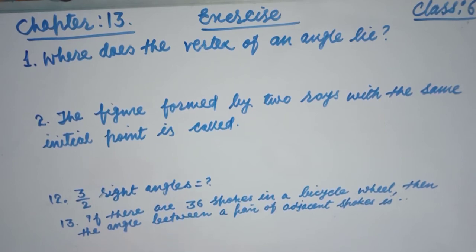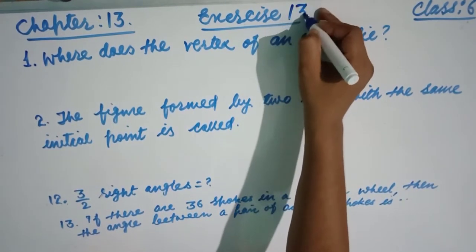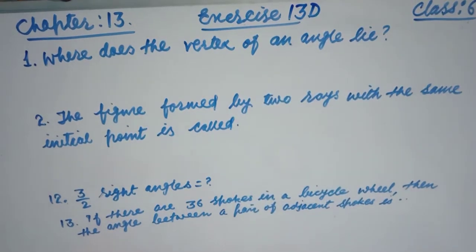Friends, this is mathematics lecture. In this video session we will discuss some questions of exercise 13D. This is class 6, chapter number 13, and the chapter name is angles and their measurement. This exercise 13D is very simple, friends, based on the previous concept and the previous point, and all questions are objective. One question has 4 options. Now look at, friends, let us get started.